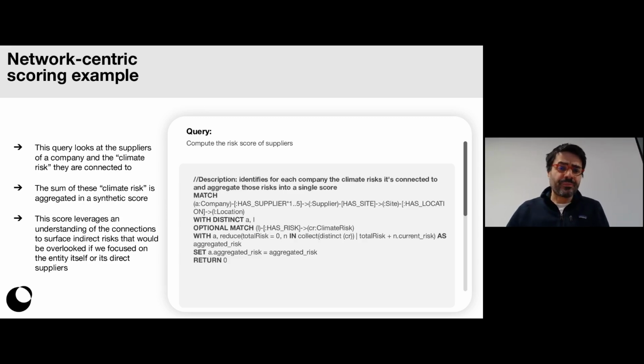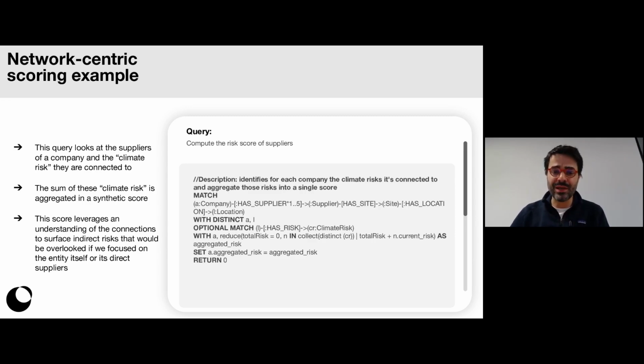So here is an example of applying network-centric scoring to an ESG use case. So we have a query here that looks at the suppliers of a company and the climate risk nodes that they are connected to. What we do is that we sum the various climate risks, and it's all aggregated into a synthetic score. And this score leverages an understanding of the connections to surface indirect risks that would be overlooked if we are too focused on the entity itself and its direct suppliers.